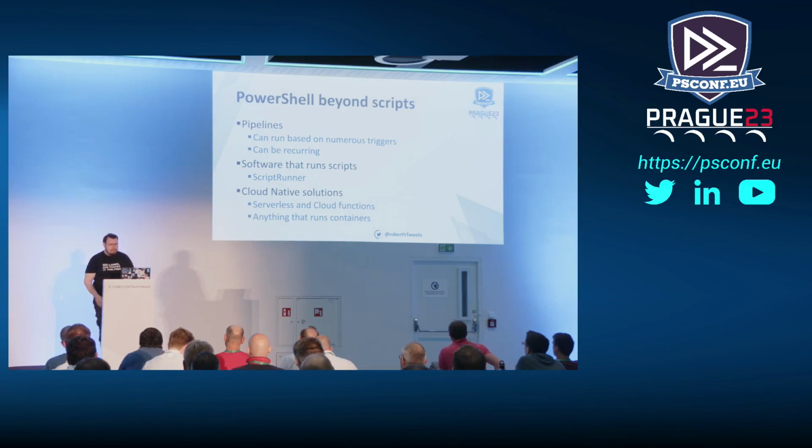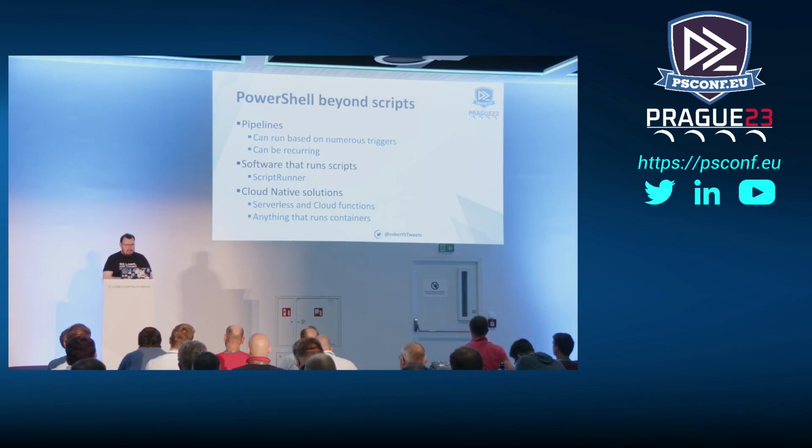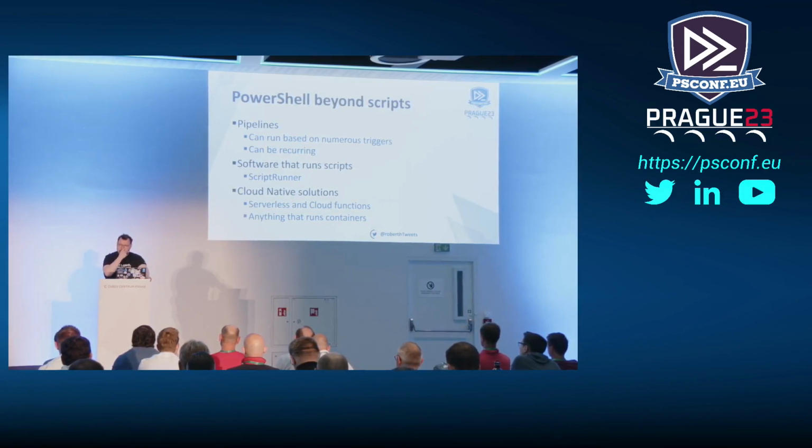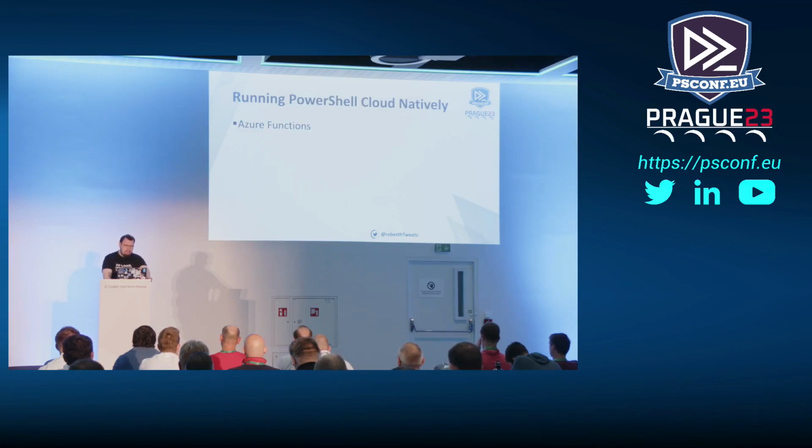And then there's cloud native solutions. So you have serverless and cloud functions, whatever you want to call it. So your Azure Functions, your Amazon AWS Lambdas, and so on and so forth. Or basically anything that runs a container, which can be a lot of things. Azure has its container service, and App Service also supports containers. Or you can run it in Kubernetes, which is what I'm going to do. So, Azure Functions, Container App Service, and Azure Kubernetes Service. Those are the main things.